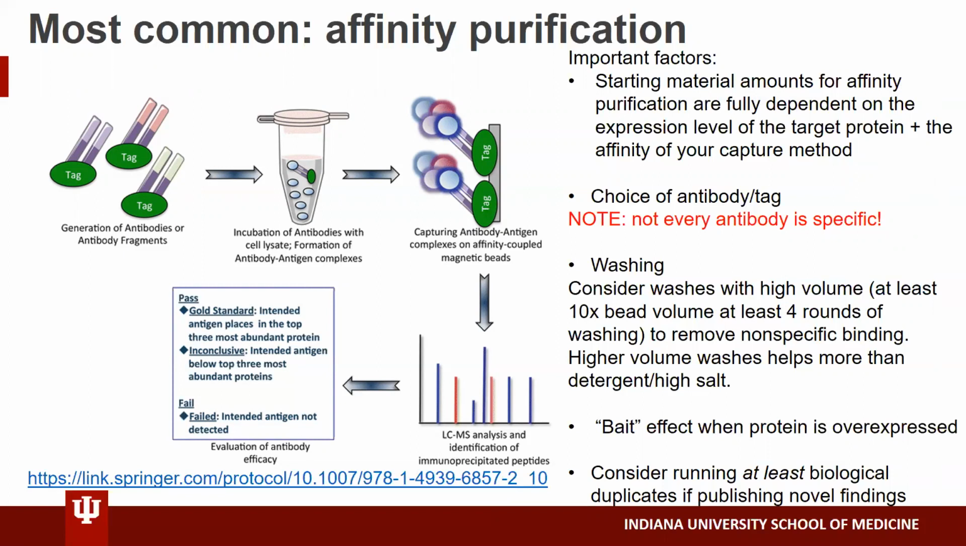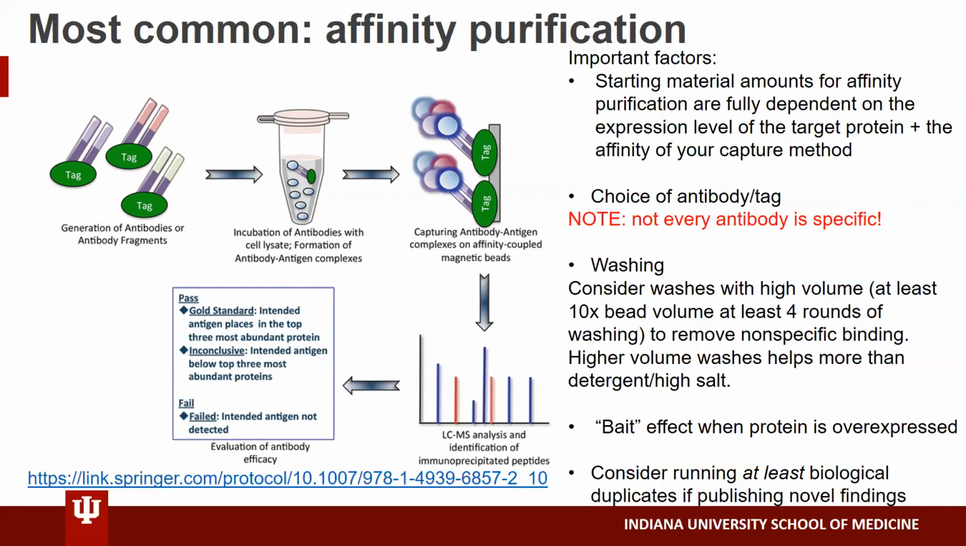And we do recommend that you run at least biological duplicates if you want to publish novel findings. That allows us to run statistics such as Fisher's t-tests. And if you run in triplicate, we can run ANOVA tests. So that's really important to think about just for reproducibility, being really confident of your results.